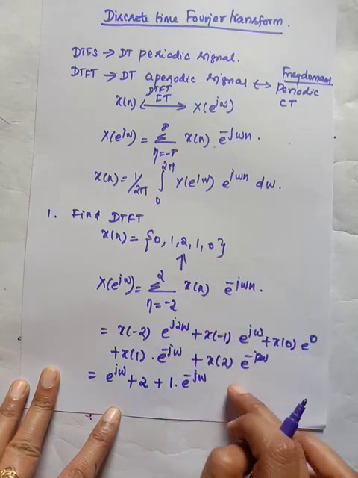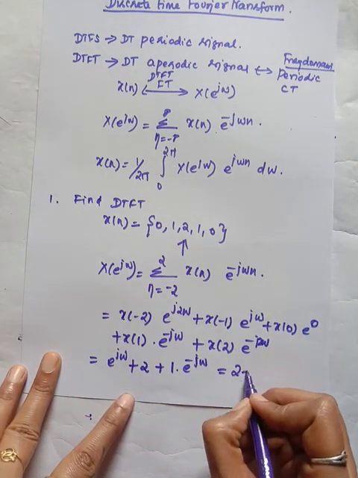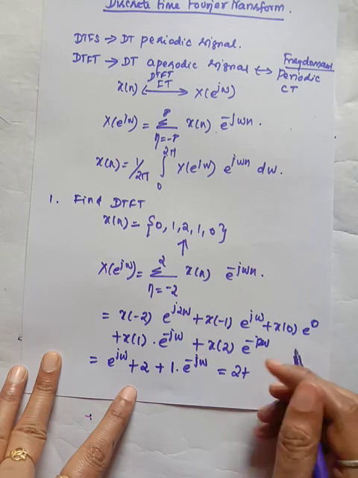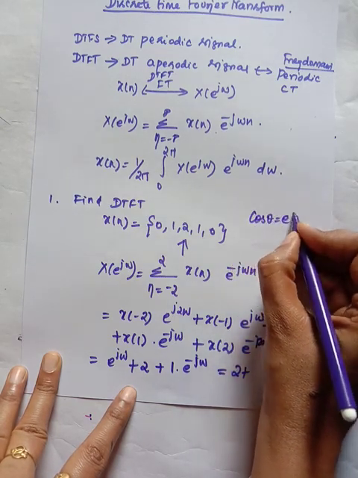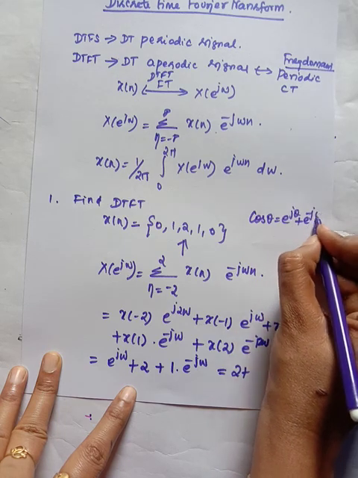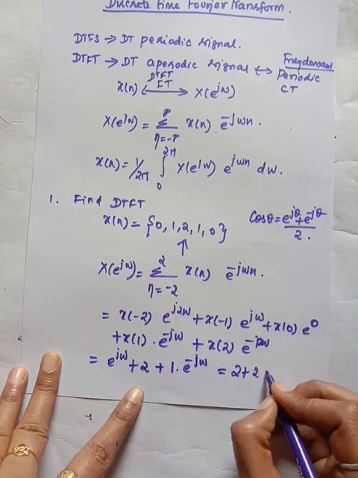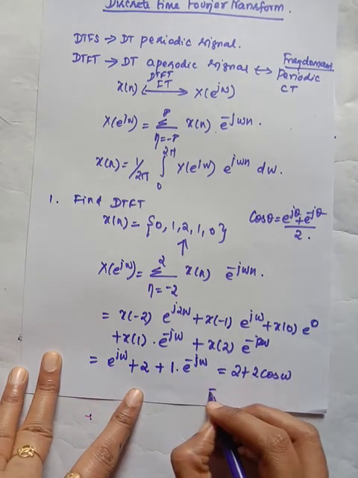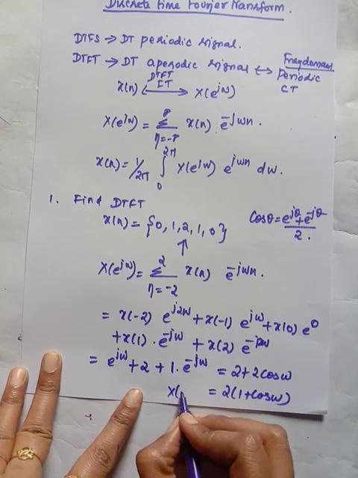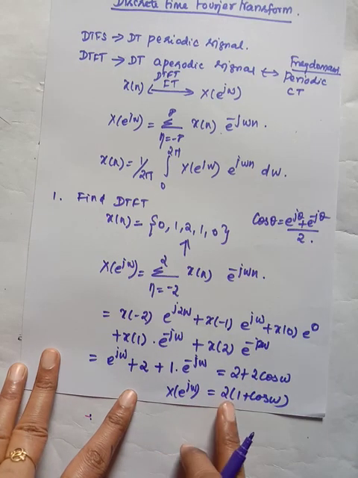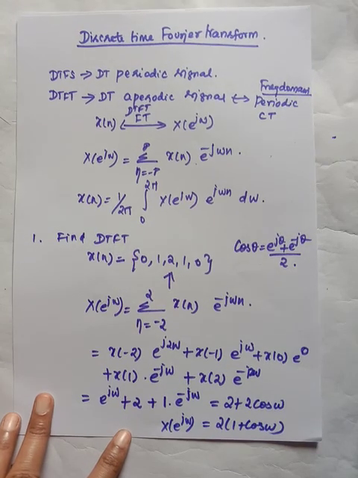Similarly, x of 2 is 0. So you will get only these two terms. So this term can be written as 2 plus e power j omega plus e power minus j omega. So you know the cos theta formula, e power j theta plus e power minus j theta divided by 2. Similarly, I am going to write this in, so I will get 2 cos omega for this. So 2 into 1 plus cos omega. So this is what the spectrum is now. Okay, so you are getting 2 into 1 plus cos omega for this problem. So this is the answer for this.